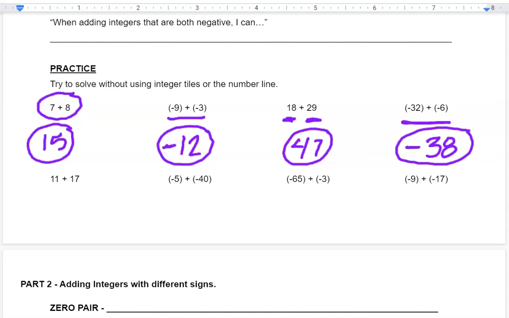You have 4 more problems below. I'd like you to try those 4 problems by yourself, bring them to class, and we'll talk about if we got them right or wrong.